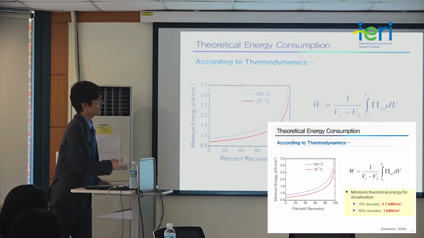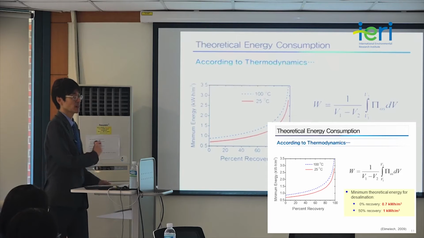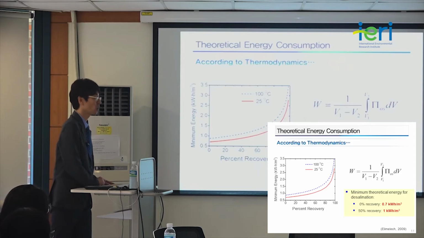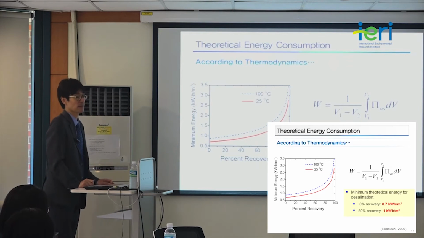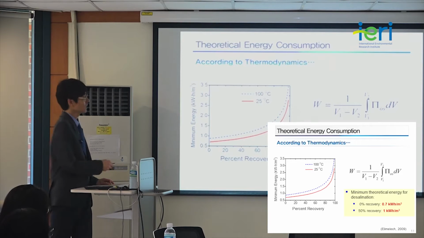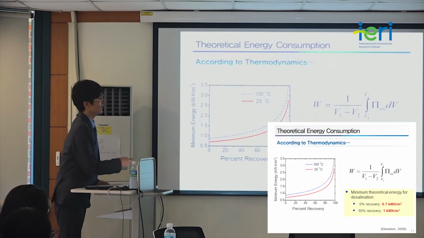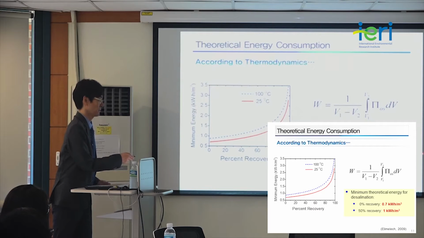But in the ideal case, when we have the smallest energy consumption, that's the condition where we have very, very low recovery. So that's the case where we can expect the smallest energy consumption. So that's why we consider this condition here in the ideal case. And again, that value is the minimum value in this case, which is 0.7 kilowatt hour per cubic meter.